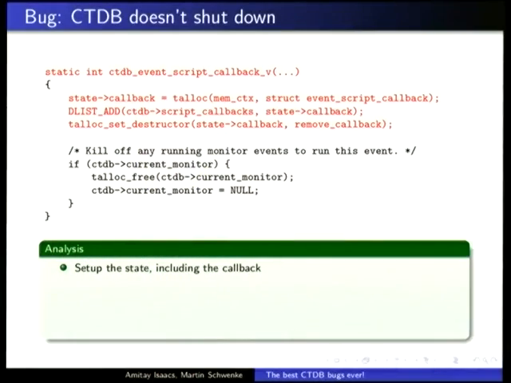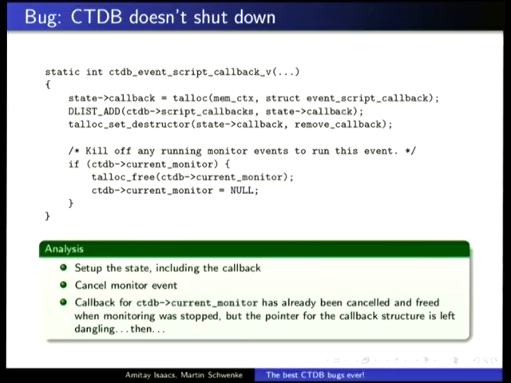We spin forever. The two things of relevance in this very big function is that we set up a bunch of state, including setting up the callback. Then we cancel the monitor event. A lot of the events that we run in CTDB can interfere with monitoring. We might restart a service, whatever. So while we're running another event, if monitoring is running, we want it to go away for a while. So we cancel it. And that's part of the monitor cancellation code, the exciting part.